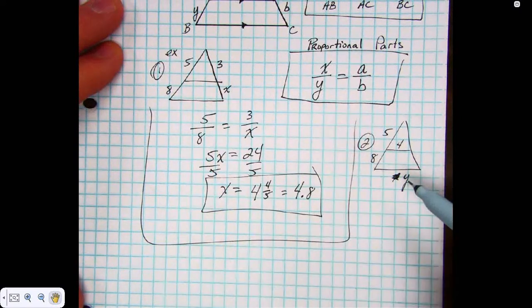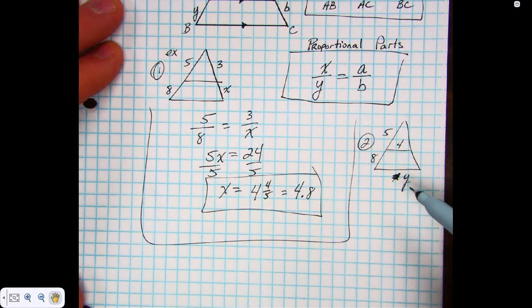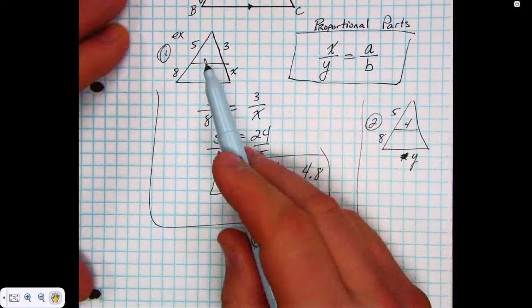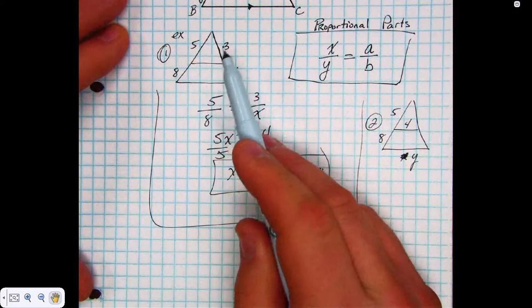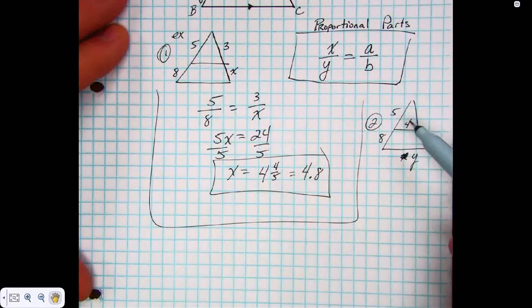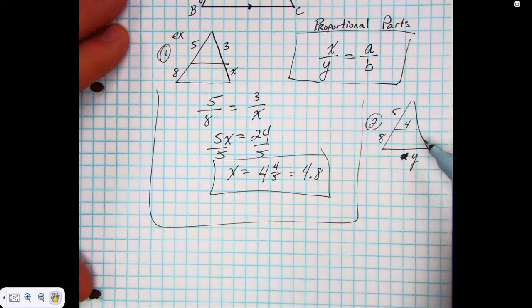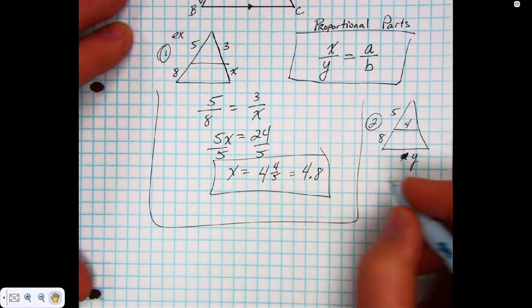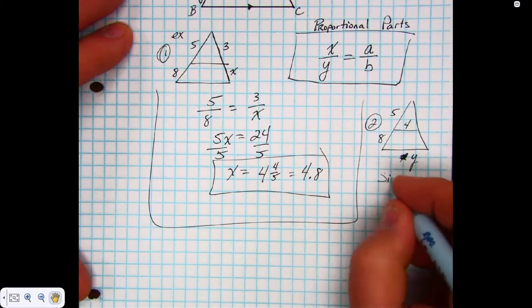Can I use proportional parts here? Don't write, just listen. Everybody look up here. Put your pencils down. Here I used proportional parts, didn't I? This part over this part equals that part over that part. Can I use proportional parts here? No. Why not? Because I don't have the other two parts over here. So in this case, I'm going to need to use what?